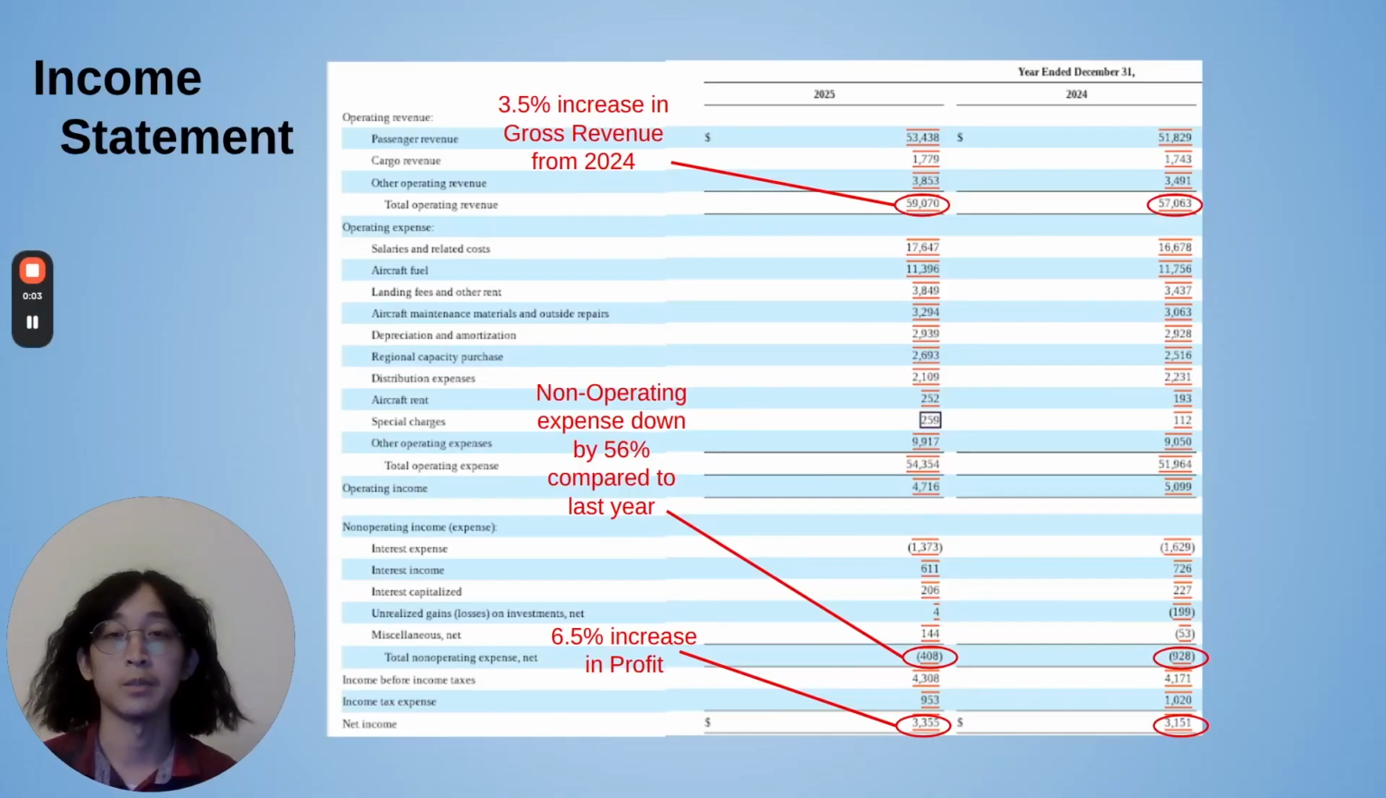Looking at the income statement provided by the 2025 10K, where all these numbers represent millions, there is a 3.5% increase in gross revenue from 2024, with non-operating expenses being down by 56% compared to last year. The reason for this massive decrease is because United paid off $1.5 billion of MileagePlus loans or MileagePlus bonds, which contributed to a 6.5% increase in their net income, or in other words, their profit.